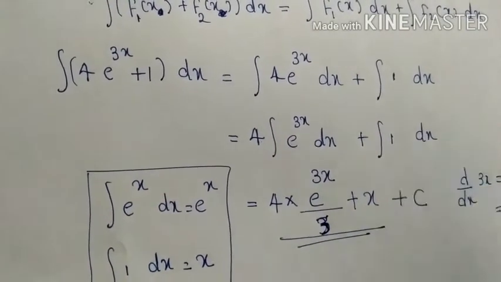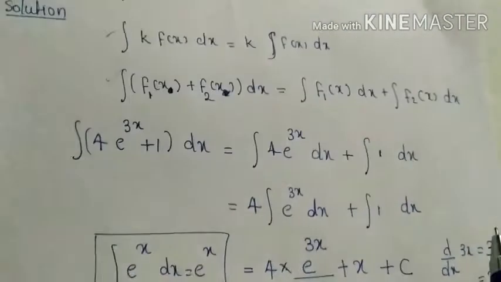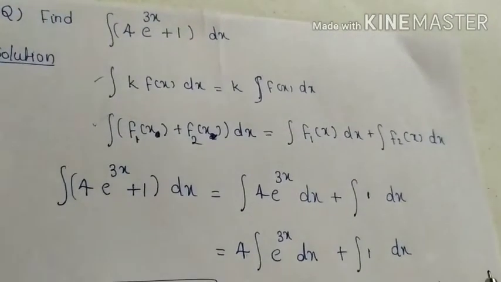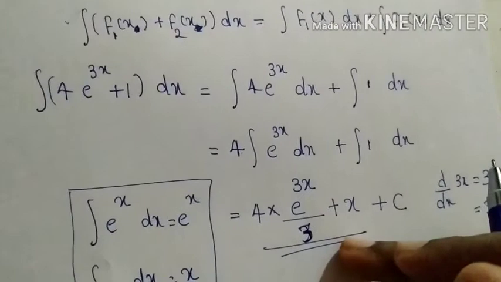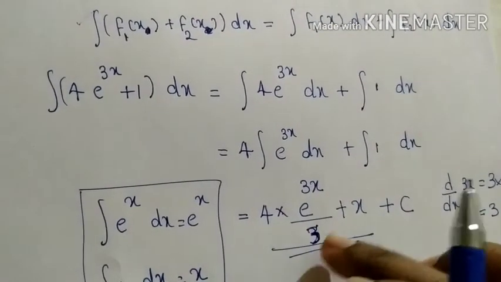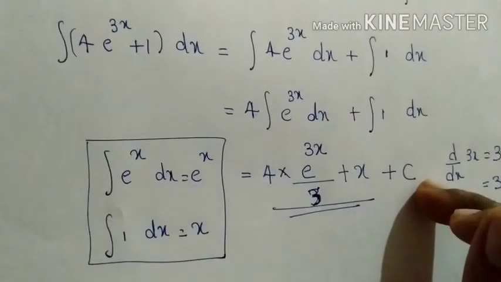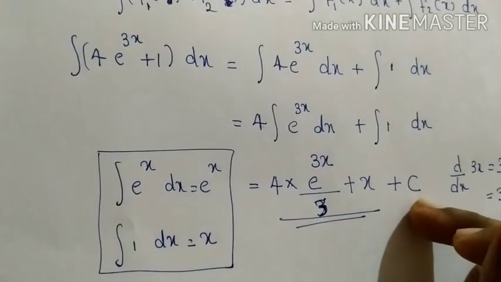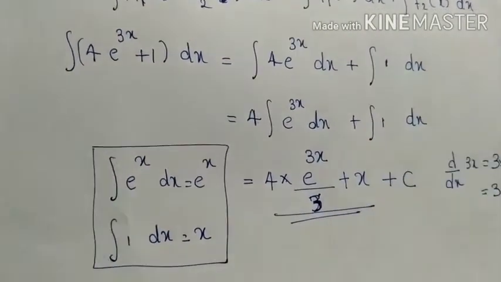So this is our final answer: integral 4 e raised to 3x plus 1 dx is equal to 4 into e raised to 3x by 3 plus x plus c. So c is a constant. I hope you understood.